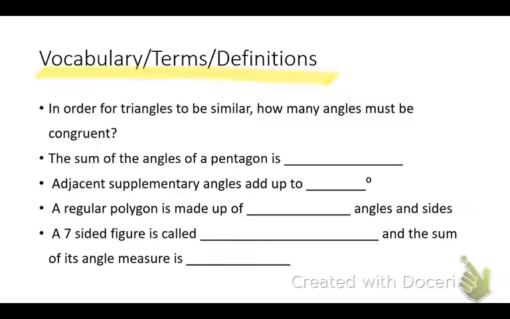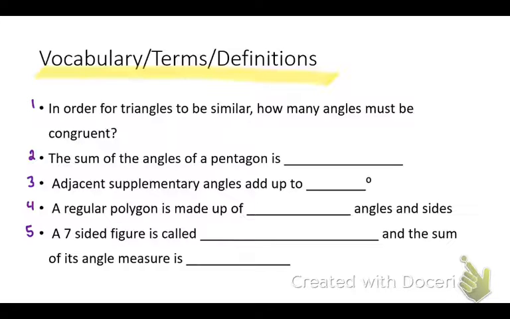I want you to go ahead and answer each question. If you could, just go ahead and number them 1, 2, 3, 4, and 5. Just makes it a little easier whenever I'm walking by your desk to see what your answers are. Go ahead and work together in your groups to answer the first 5 questions.